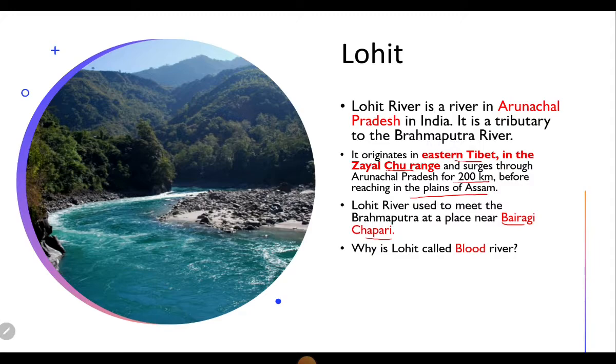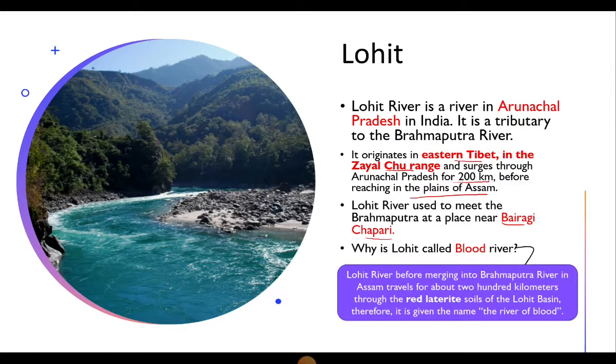And now there's a question: why is Lohit called the Blood River? It's called that because before merging into the Brahmaputra River in Assam, it travels for about 200 kilometers through red laterite soil. It is a red soil kind of thing of the Lohit basin. Therefore, it is given the name of the river of blood. So, Lohit is called the river of blood.